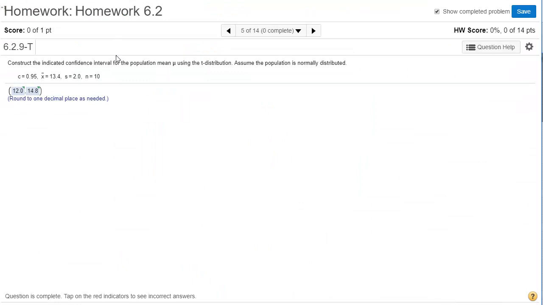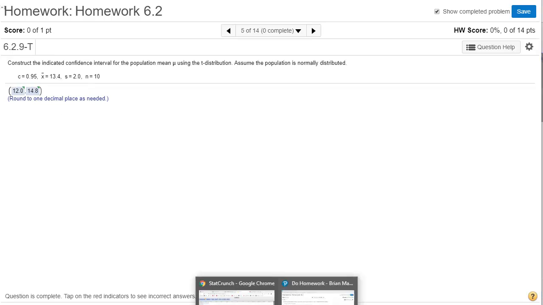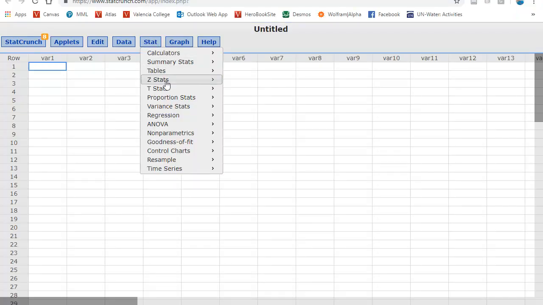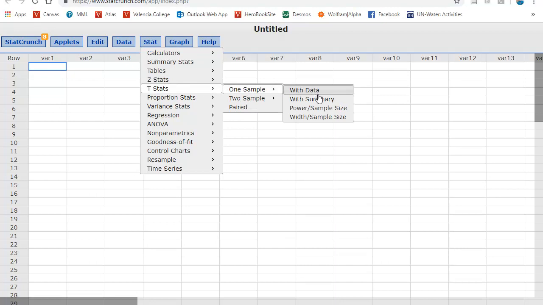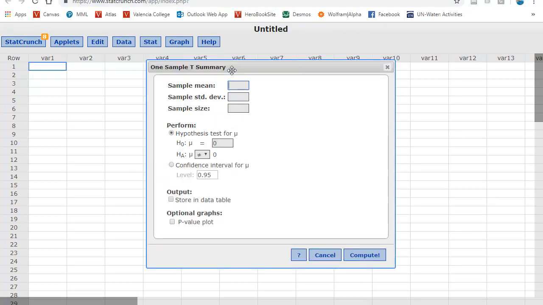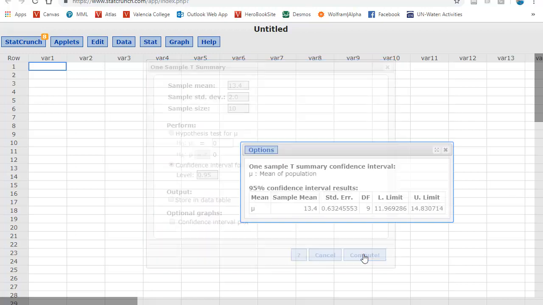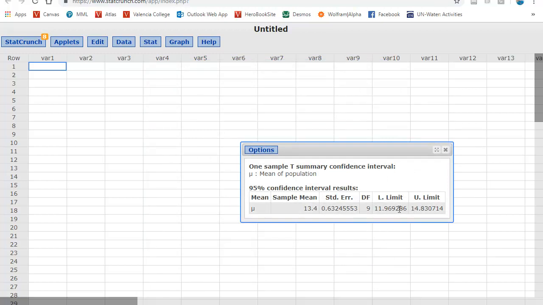So if we have a quick question which says, construct a confidence interval, here's the sample mean, here's the sample standard deviation, the sample size, and the confidence level, I'm going to go into StatCrunch and go to Stat. I'm going to go to T-Stat, one sample, and we have the summary data. So I'm going to type in the information requested. Right, so there is the information given within the problem, and then I'm going to click confidence interval, put 0.95, and then compute, and there's my upper and lower limits for that confidence interval.